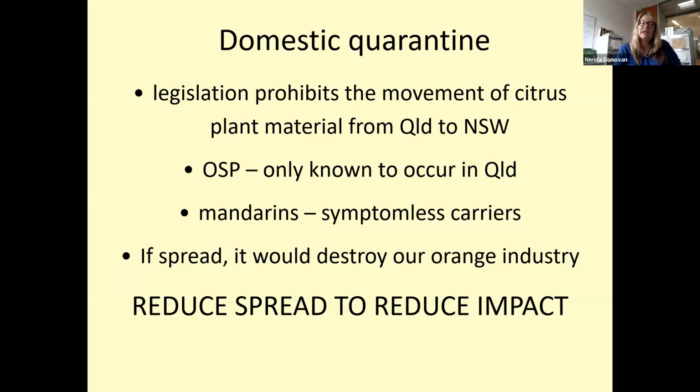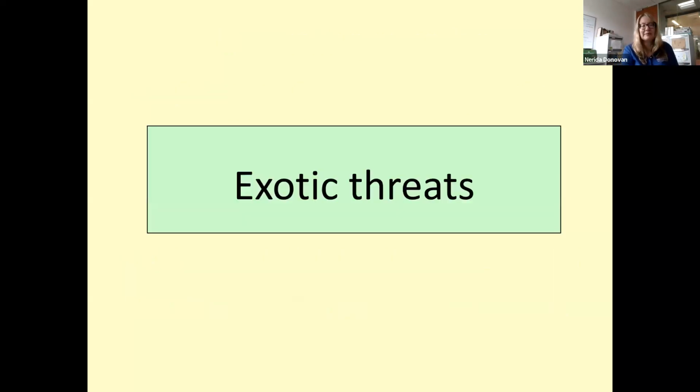It resulted in changes in other countries where they had to change to a mandarin industry from an orange industry. Like Peru, all the orange trees were decimated, so they became a mandarin growing country. So we really don't want that to spread down to our southern orange growing areas.